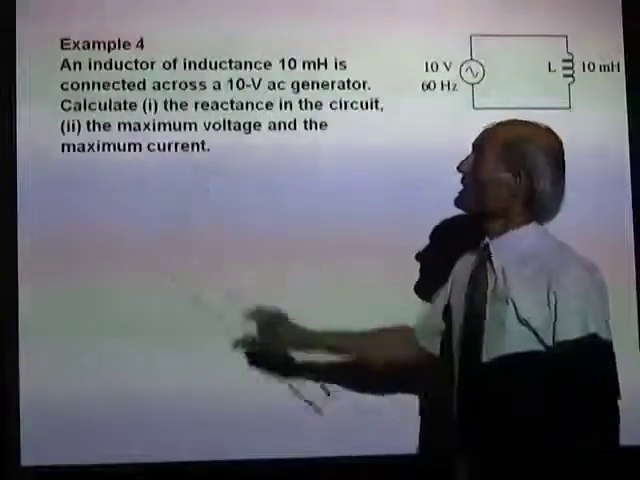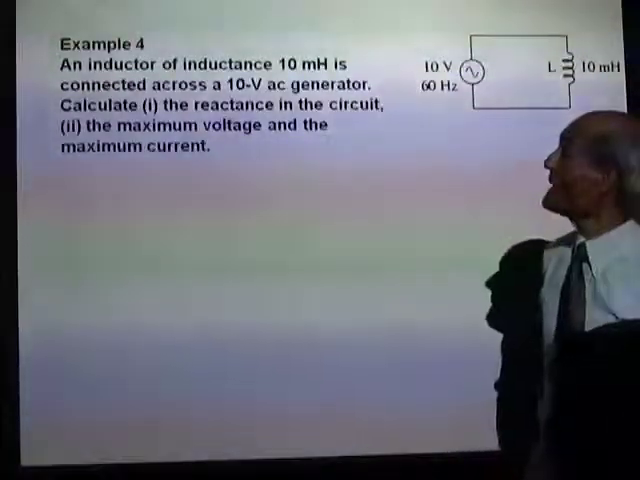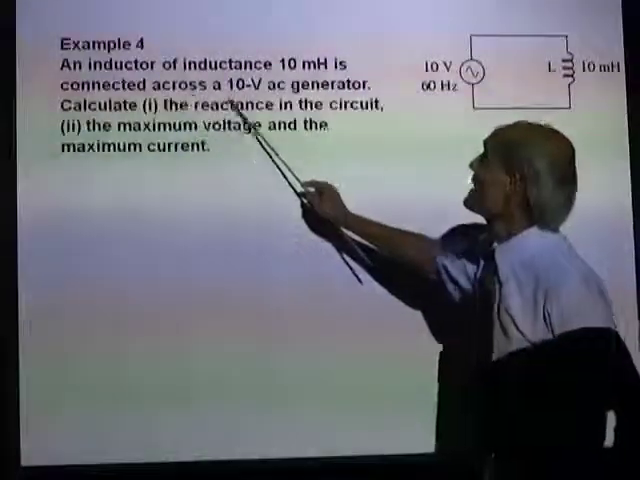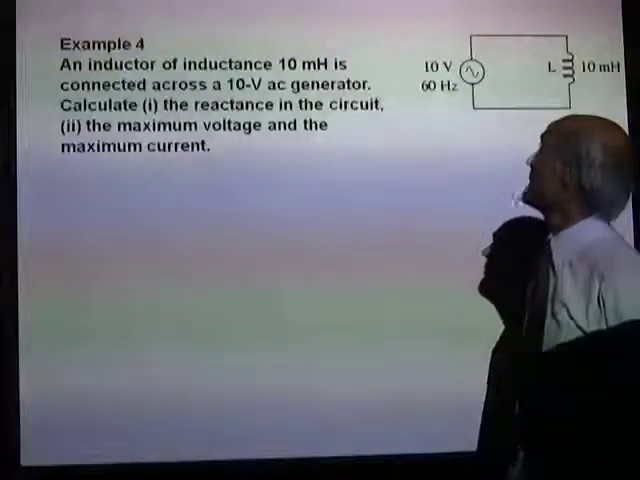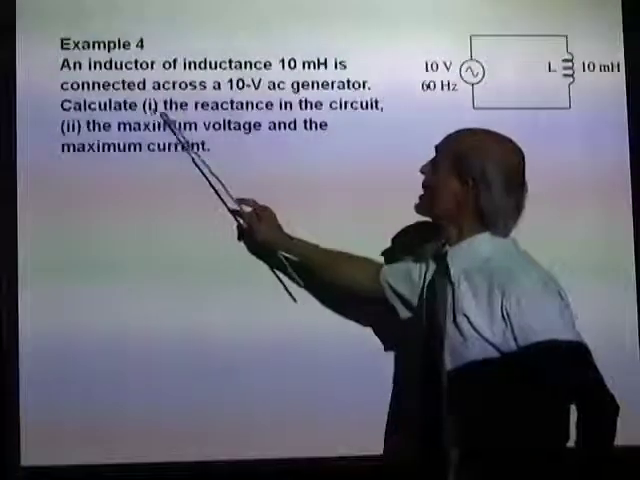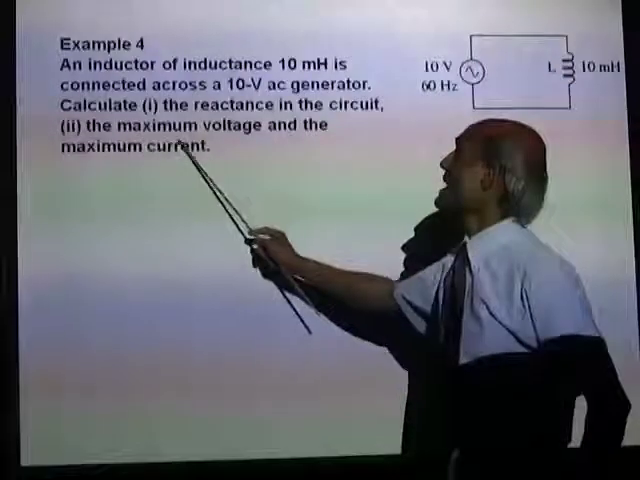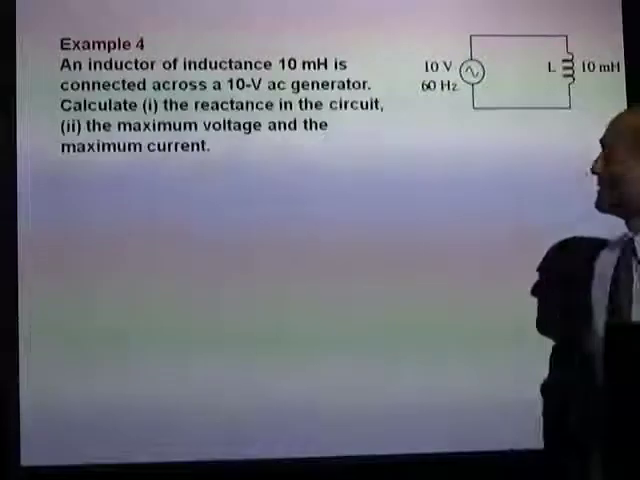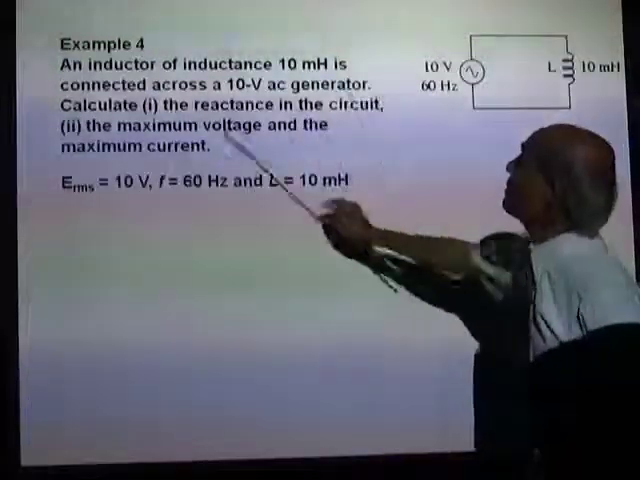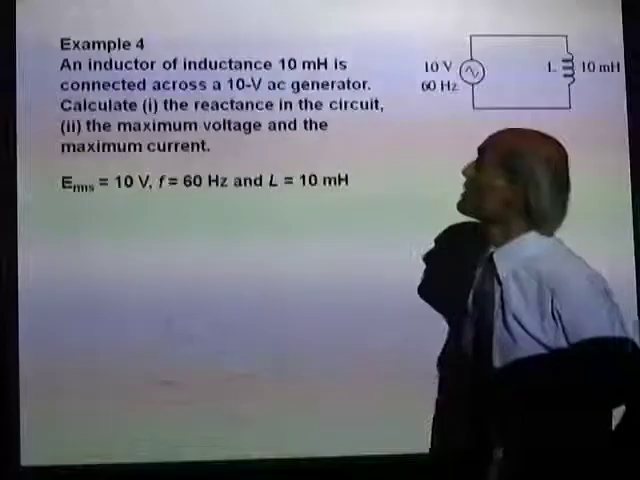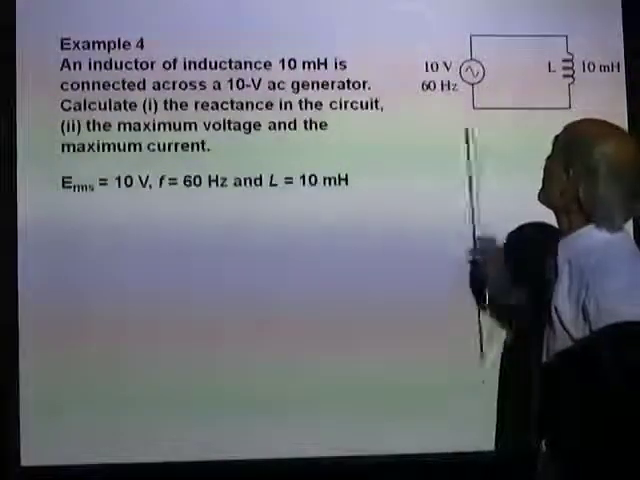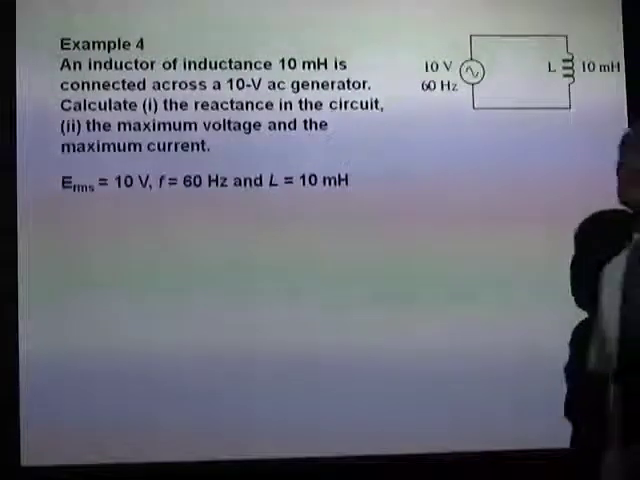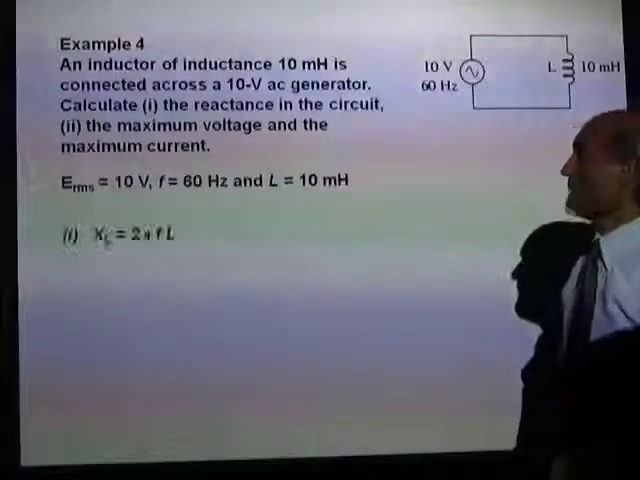Take note of these. Example 4. An inductor of inductance 10 millihenry is connected across a 10-volt generator. Calculate the reactance in the circuit and the maximum voltage and the maximum current. Well, what are the things we know? We have Erms is 10 volts, the frequency is 60 hertz, and the inductance is 10 millihenry.